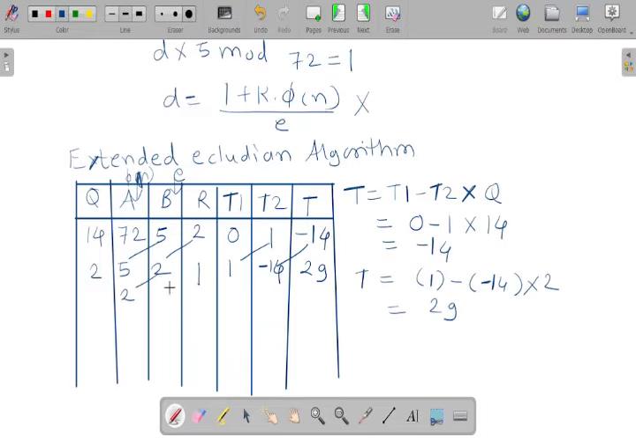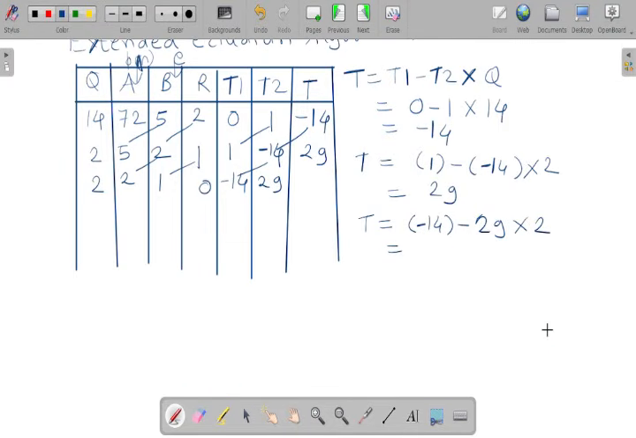Then again I am putting 2 here and 1 here. We have shifted these values. Then we will get here minus 14 and 29. Again, after calculating 2 divided by 1, you will get the quotient 2 and the remainder is 0. Then T is equal to again T1 minus T2, that is minus 14 minus 29 into the quotient, that is 2. And you will get the value, minus 14 minus 29 into 2 is equal to minus 72.